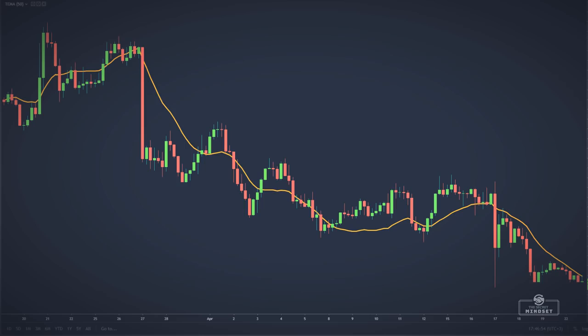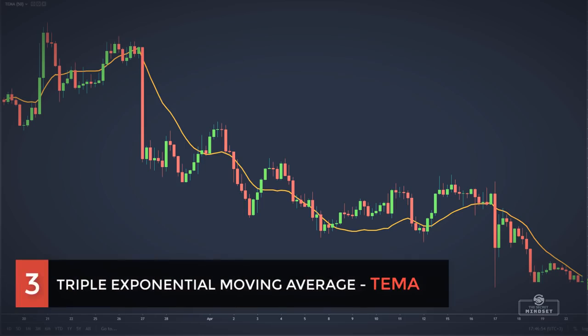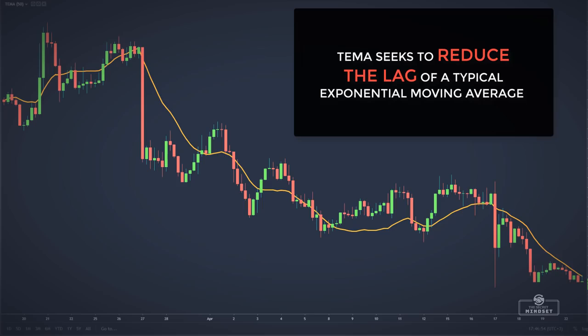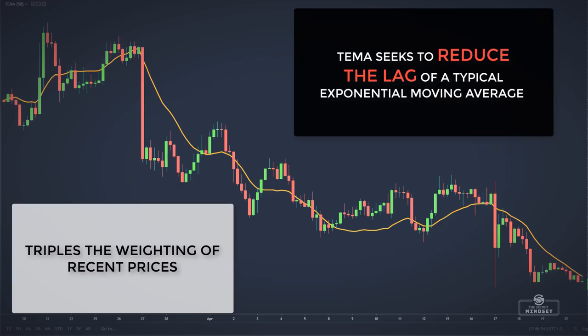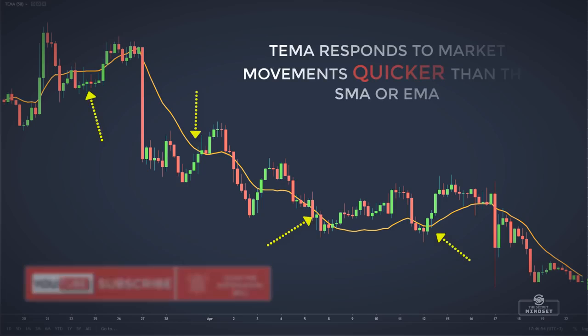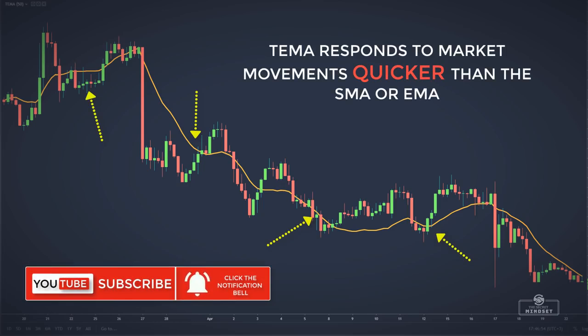Now things begin to get interesting. Here we have the triple exponential moving average. The triple exponential moving average seeks to reduce the lag of a typical exponential moving average by tripling the weighting of recent prices. This moving average responds to market movements much quicker than the SMA or the EMA.